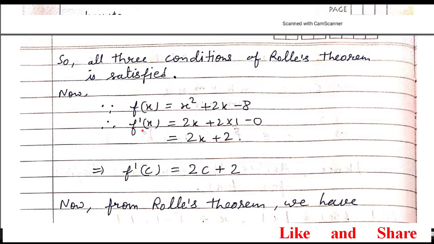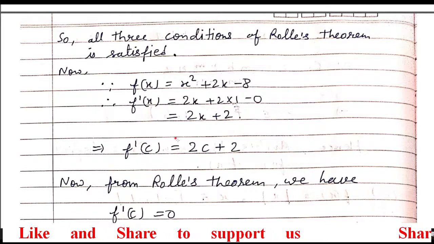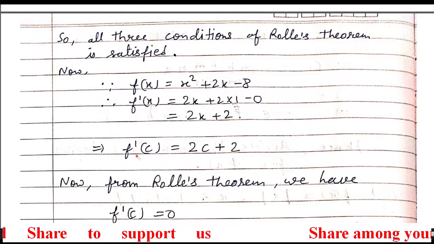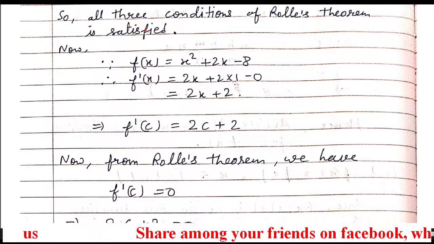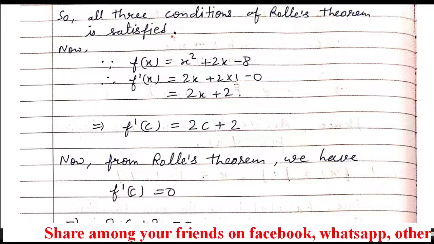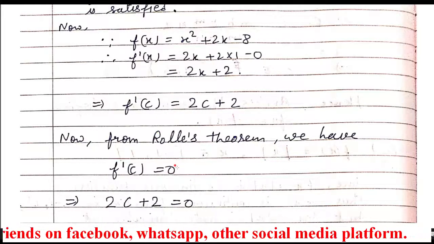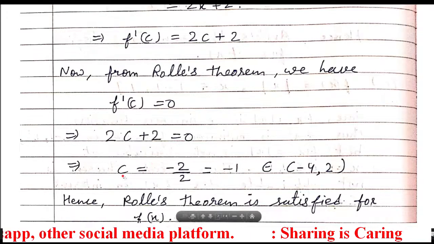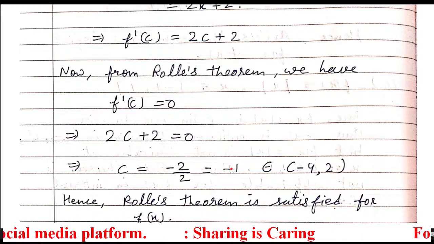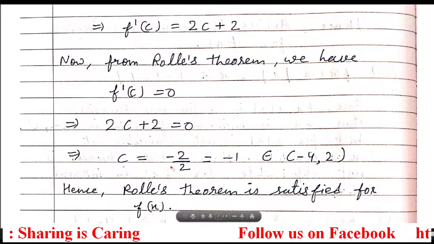We are going to find f dash x, which means differentiating the function with respect to x, which gives us 2x + 2. Since it is f dash x, f dash c is obtained by replacing x by c. Since we already mentioned that the three conditions of Rolle's theorem are satisfied, Rolle's theorem says that f dash c is equal to 0. So we keep this equal to 0. That gives us the value of c as -1, and this -1 belongs to the open interval -4 to 2. That's why Rolle's theorem is satisfied.